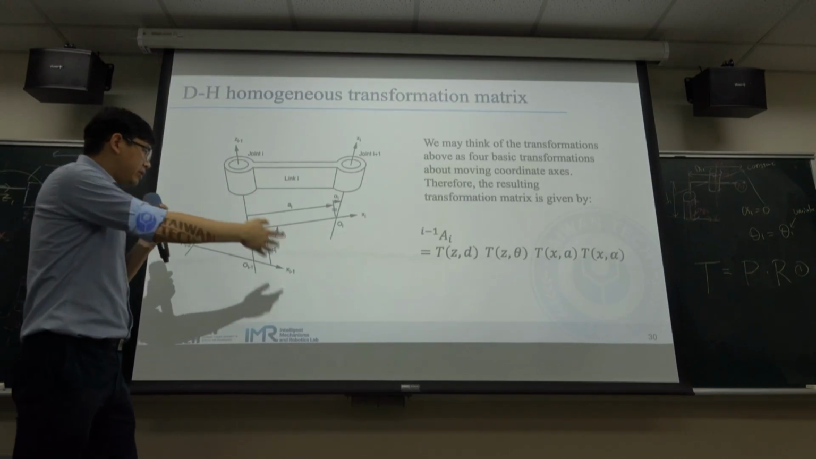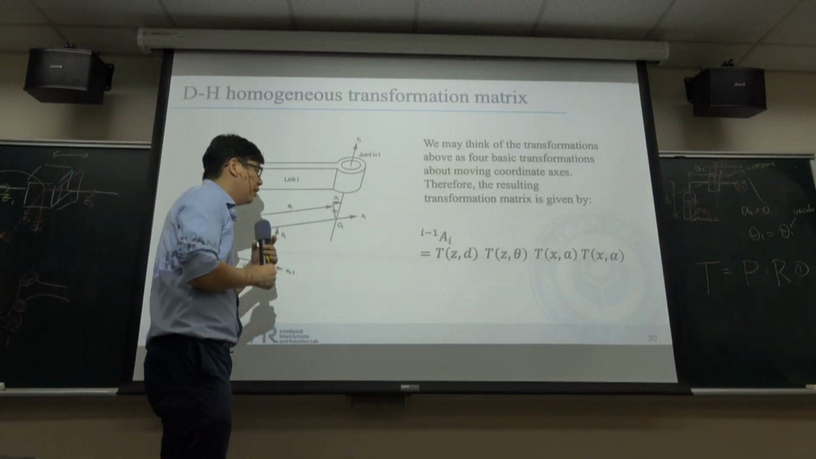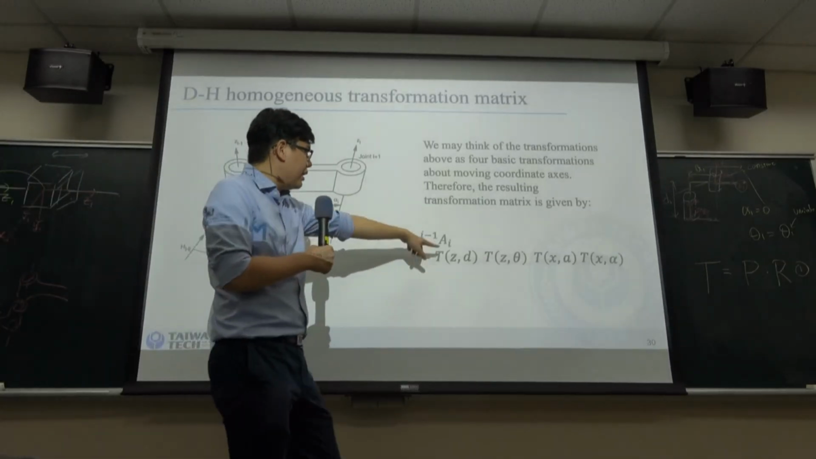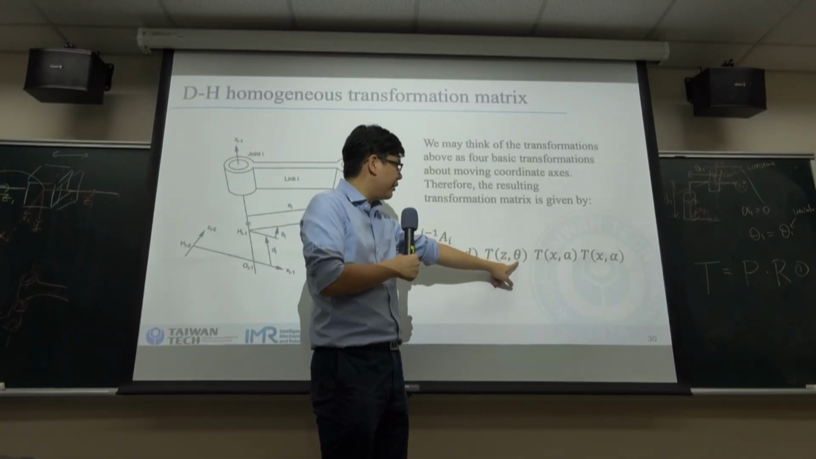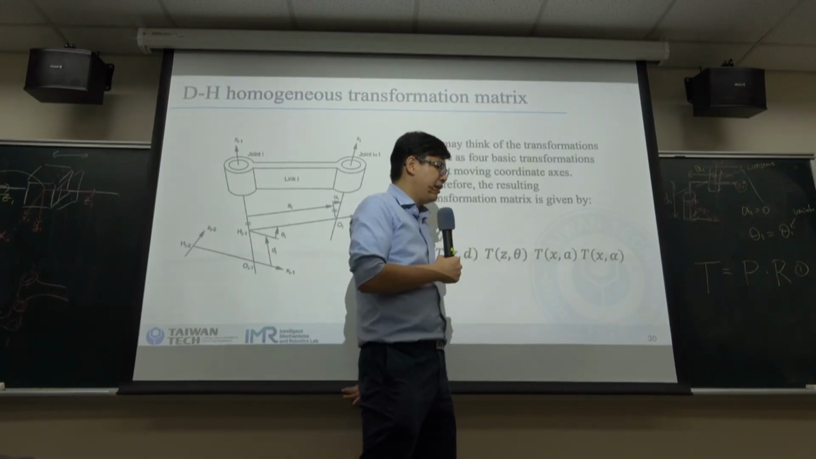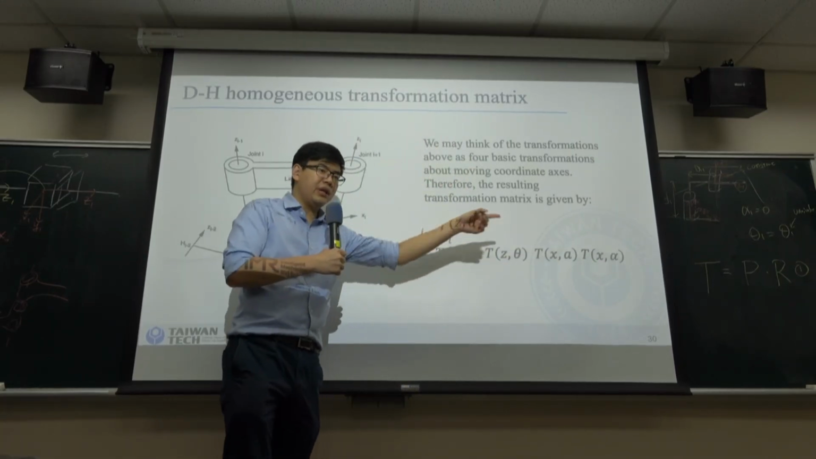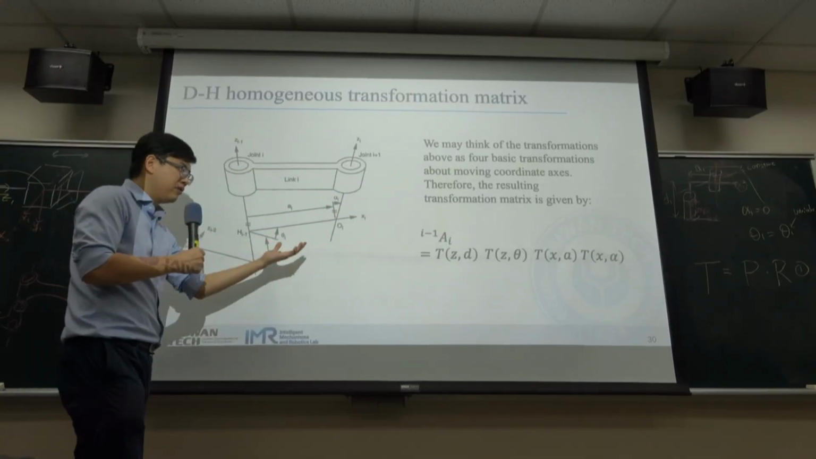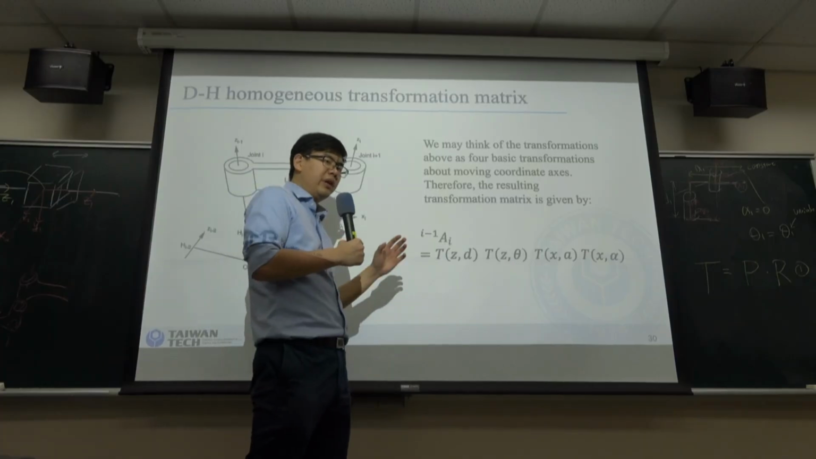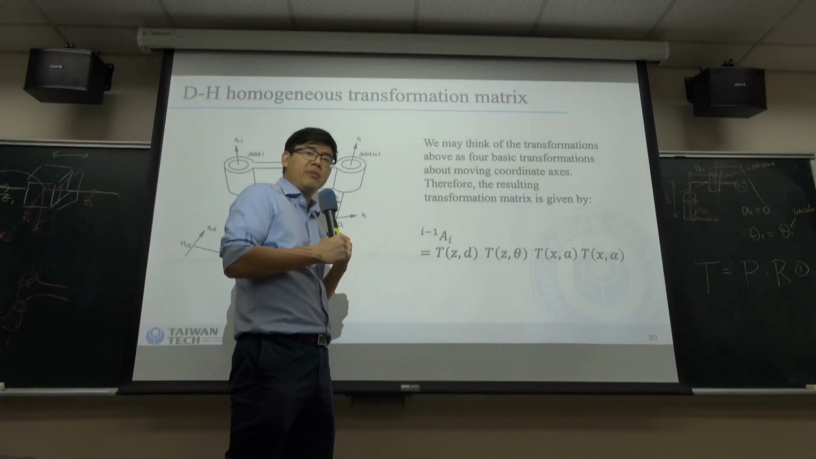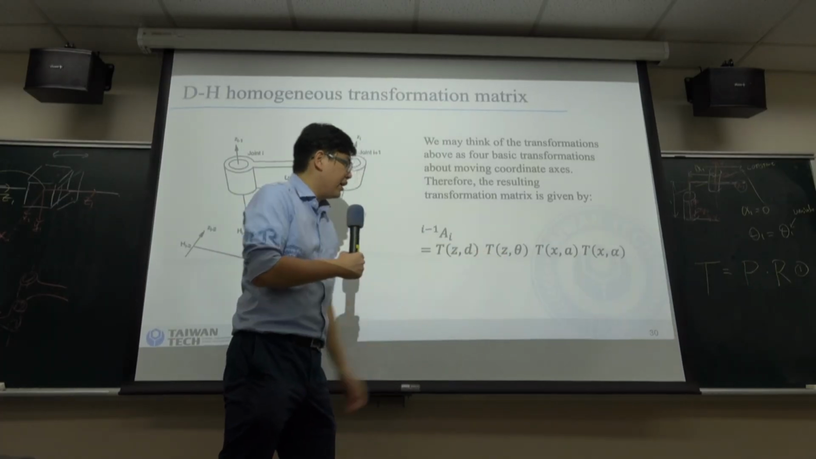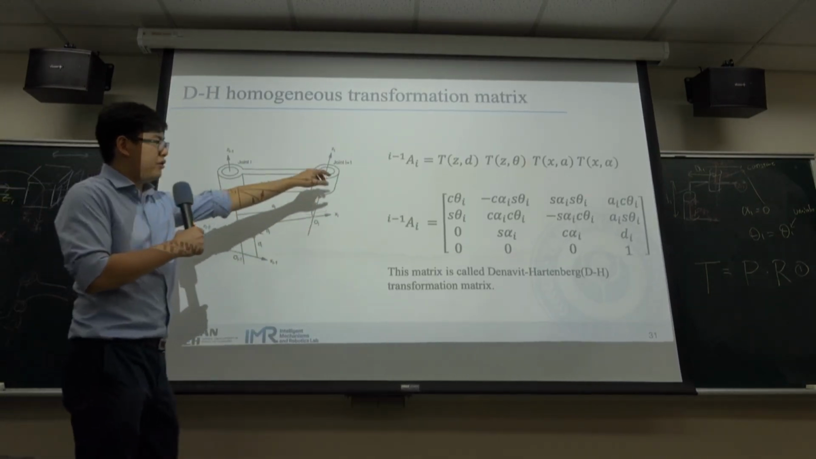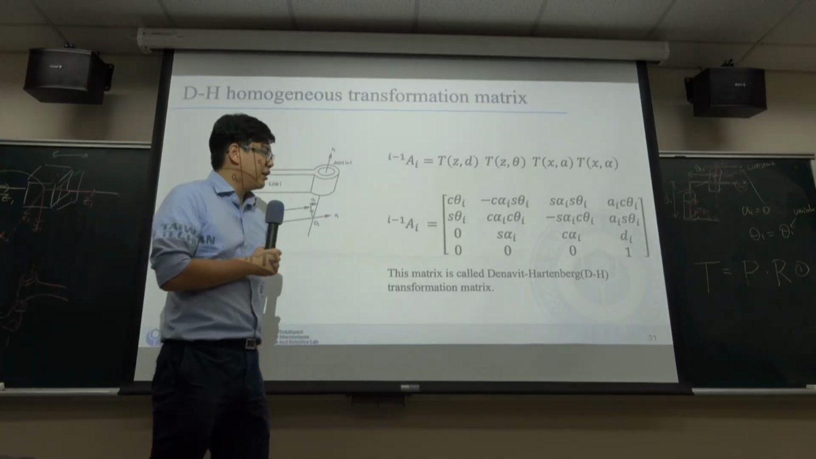So if we multiply all together, the transformation matrix for the DH parameters is D times theta times A times alpha. And the sequence should be in order. We also know that if you multiply randomly, the answer will not be the same. So we must multiply in order. And this is the general form of the DH method.